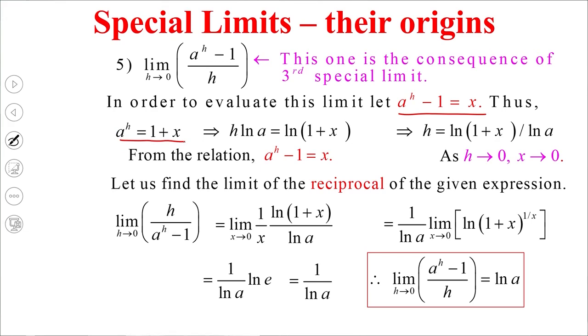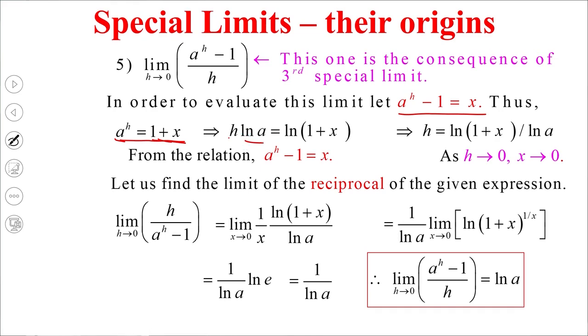So from this one alone, I can write h. I will take the natural logarithm of either side, natural logarithm of a to the power h, and the natural logarithm of this side. Then I can directly write it this way. And h is ln of 1 plus x divided by ln a. I'm simply dividing by this term to eliminate it and remain with h alone over here.